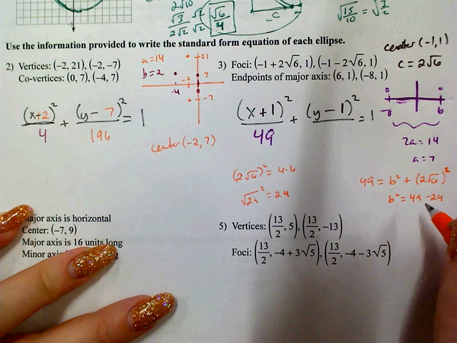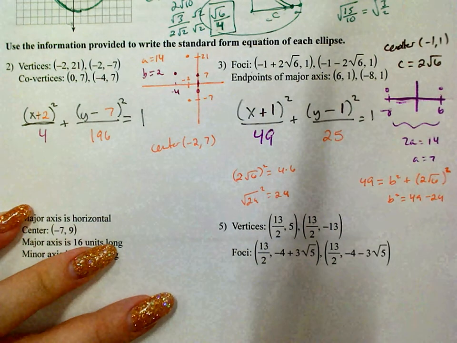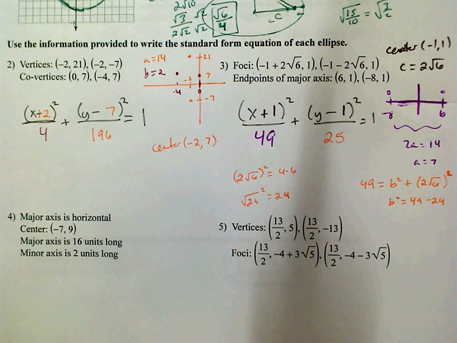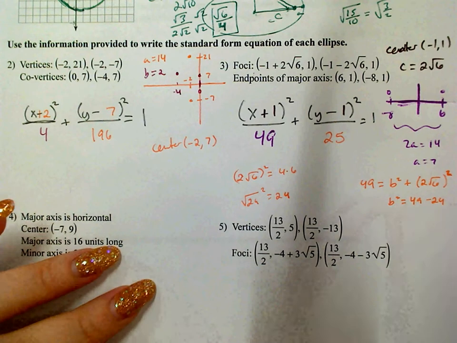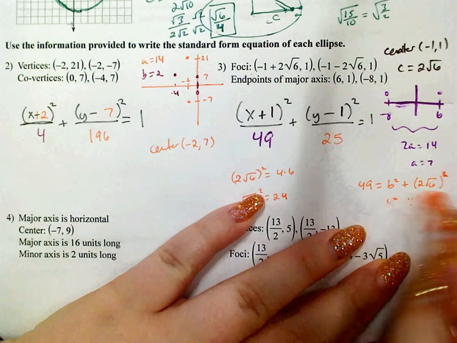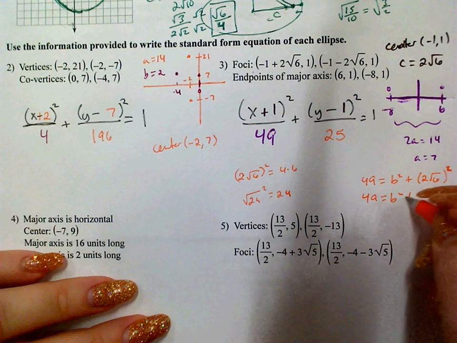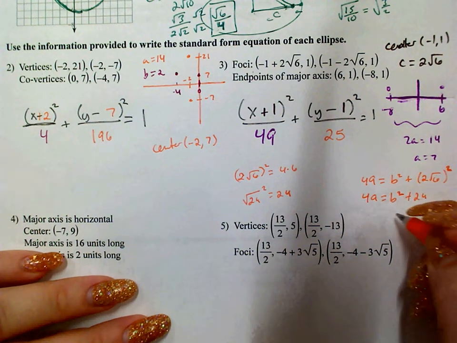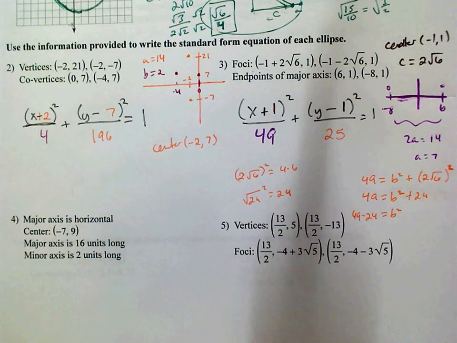And there we go. That was kind of a weird way to write it. I'm going to do an intermediate step. 49 equals b squared plus 24. So b squared equals 49 minus 24. Maybe that makes better sense. All right.